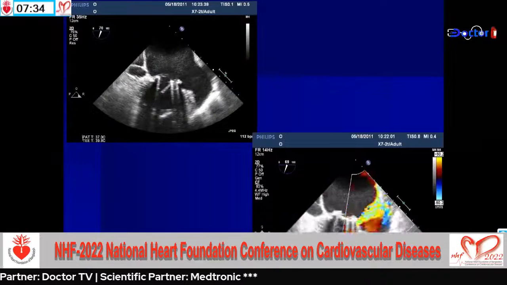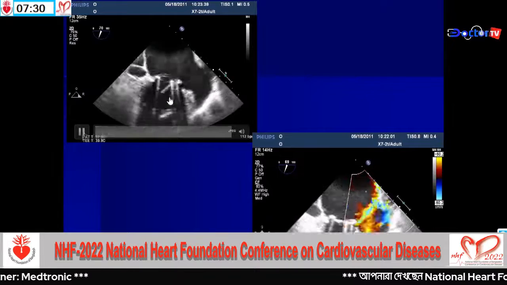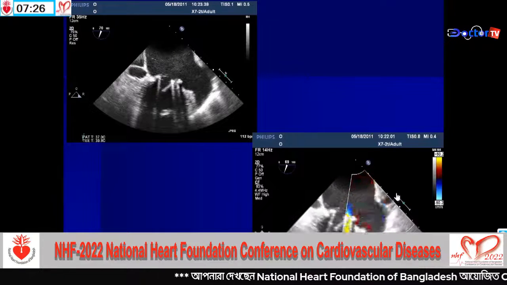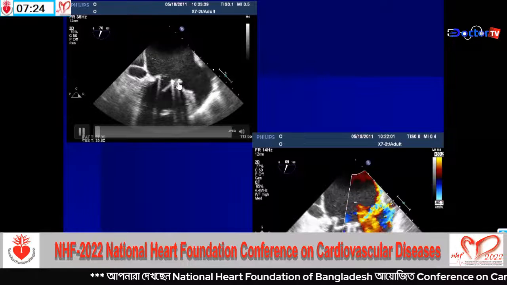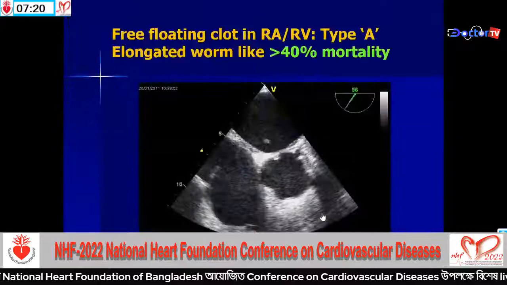Again, another you can see stitch dehiscence. You see, this is a dehiscence here. This is a mitral prosthesis, and you see a severe MR. And this can also be managed conservatively rather than giving a surgical intervention.